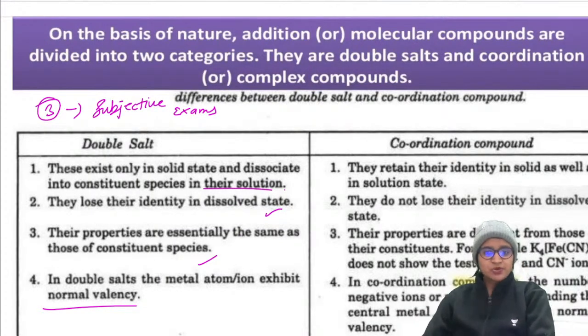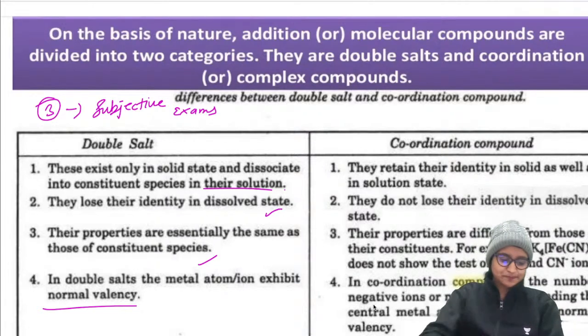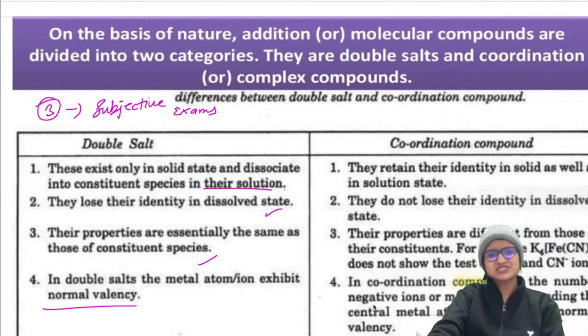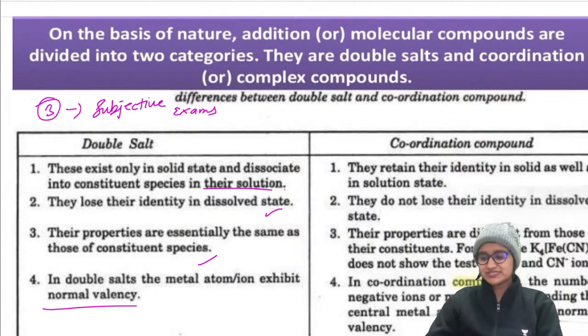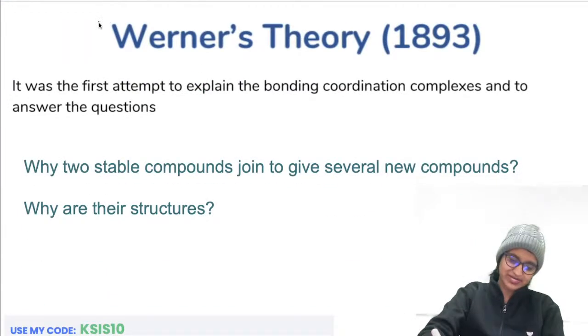All right. So their properties are different from those of their constituents. For example, K4Fe(CN)6 does not show the test of Fe2 positive and CN negative ions. And in coordination compounds, the number of negative ions or molecules surrounding the central atom is beyond its normal valency. We will discuss the concept of valency now. Now the next thing which we are going to discuss is Werner's theory.